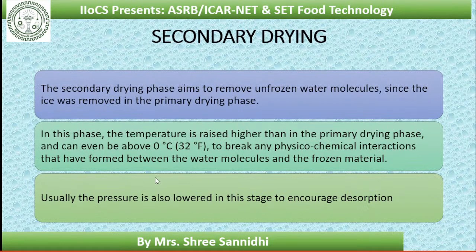Yeah. After primary drying, it is the secondary drying. The secondary drying phase aims to remove unfrozen or bound water molecules, since the ice was removed in the primary drying phase. So as explained before, in the secondary drying phase, what do we do? We try to remove the water molecules which were not frozen before. Okay, the bound water molecules which are held in between the food molecules, so those are removed by the application of heat.